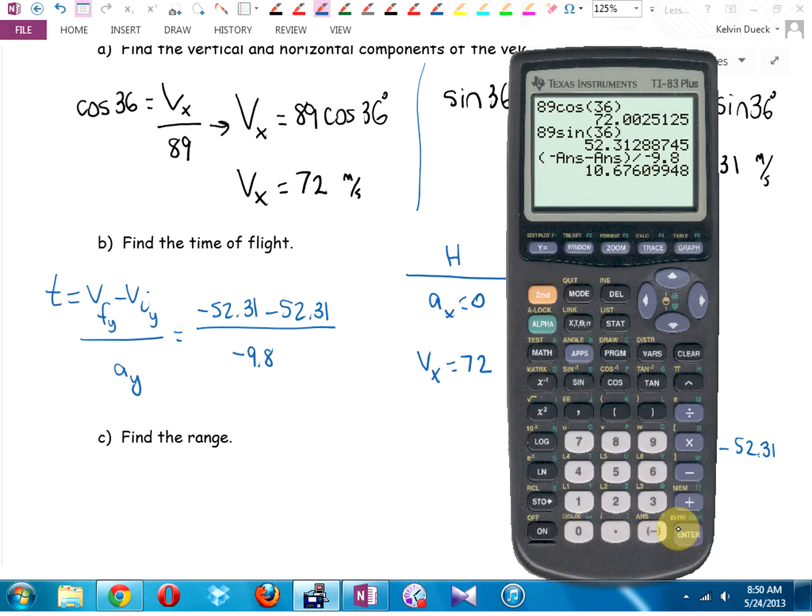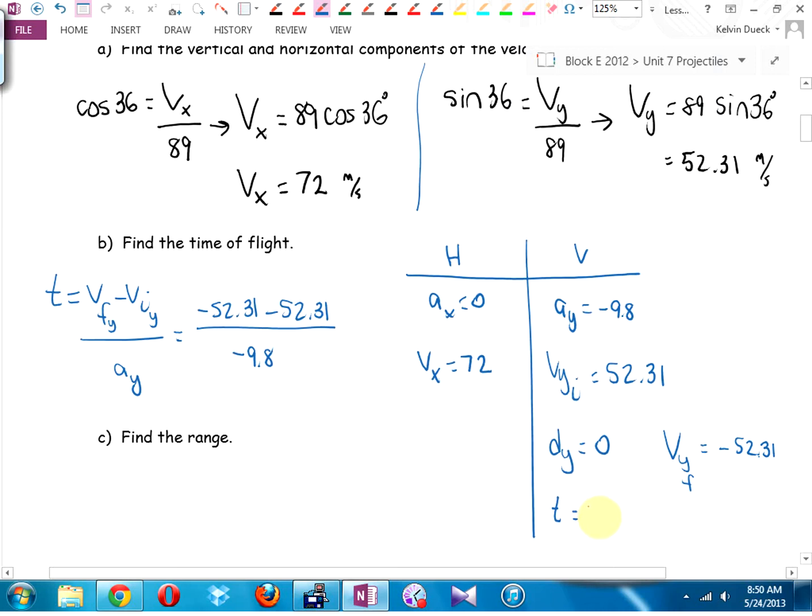Yep. Actually, no. 10.68 if I'm going to round off properly. I'm going to write 10.676 in my data chart, but I'll say 10.7 seconds. I'll go to 3 sig figs in my answer over here. So I'm going to say t equals 10.676, but over here I'm going to say equals 10.7 seconds, and I'll put a box around that because that's an answer.